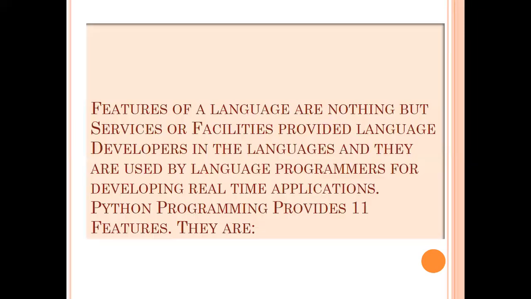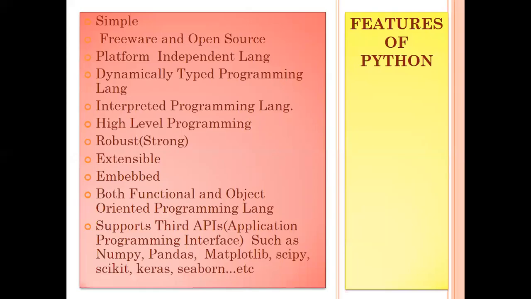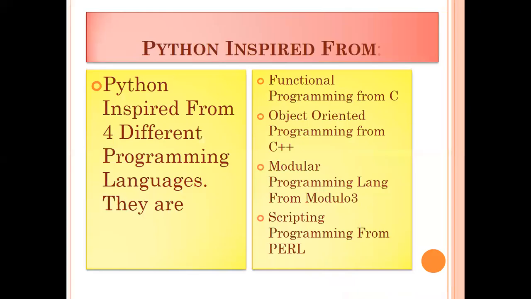Then we started discussing the features of Python. Features are what? They are the services or facilities provided by the language developers. We discussed that it is a simple, freeware and open source, platform independent, dynamically typed programming language. Python is inspired by four different languages: it has learned functional programming from C, object-oriented programming from C++, modular programming from Modula-3, and scripting from Perl.